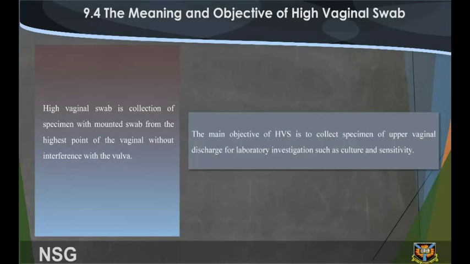The meaning and objective of a high vaginal swab. High vaginal swab is collection of a specimen with a mounted swab from the highest point of the vagina without interference with the vulva. The main objective of HVS is to collect a specimen of upper vaginal discharge for laboratory investigation such as culture and sensitivity.